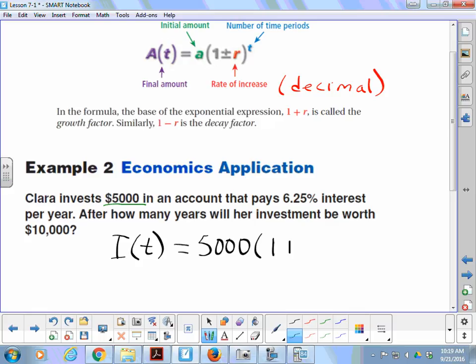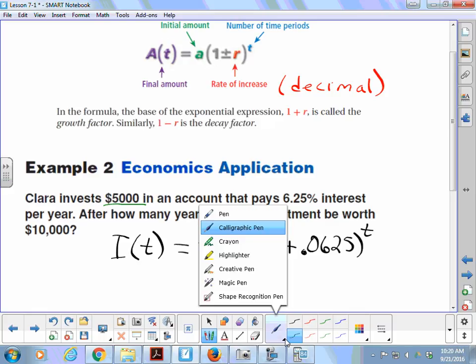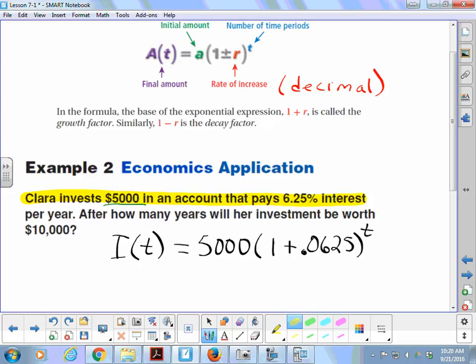Times 1 plus the interest rate, or the rate of increase in this case, is 6.25%, but we have to change that to a decimal, so 0.0625, to the power of t. So we're going to write an initial function. This function that I've written has to do with this part here. Okay? She invests $5,000 in an account that pays 6.25% interest per year. This is the function that goes with that.